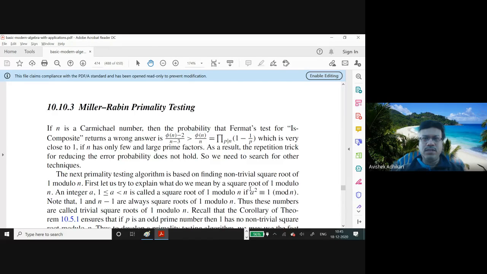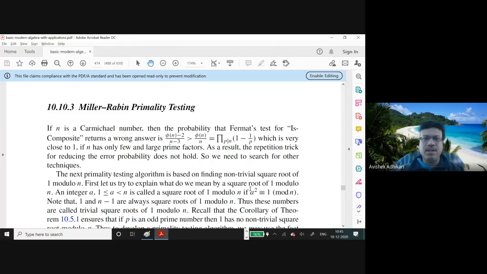There is another very interesting primality testing algorithm known as the Miller-Rabin primality testing algorithm, which is again probabilistic in nature. The algorithm is again a yes-biased Monte Carlo algorithm that I have already explained in my last class. That means it will give you the answer, but there will be a certain probability that the answer you get may be a wrong answer.